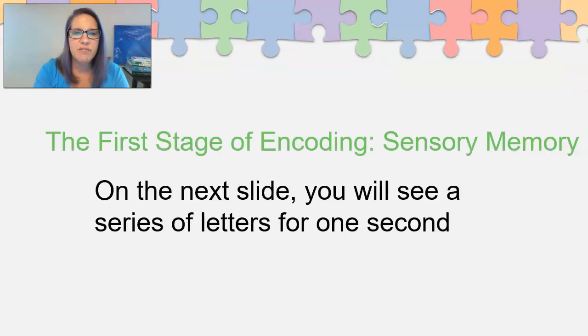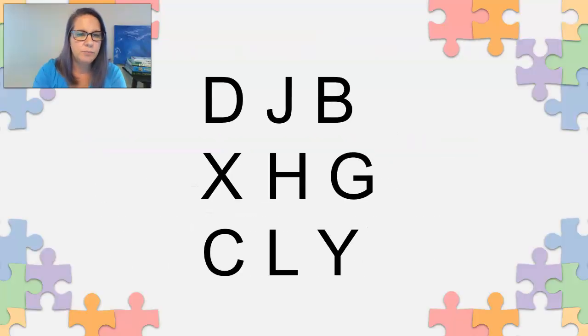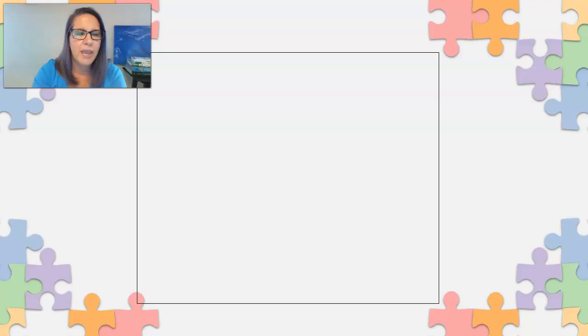So that's the first stage of encoding, our sensory memory. Here's a little quiz, a little activity for you. On the next slide, you're going to see a series of letters for just 1 second. I want you to remember as many of them as you can. Okay, write it down. What letters do you remember seeing? Write it down on a piece of paper in your notes.